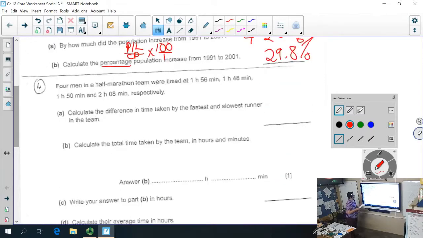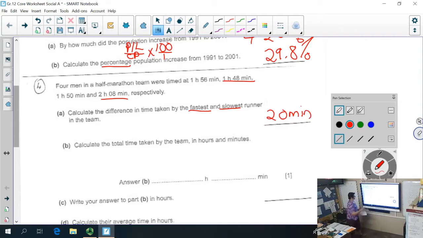Right, question 4. 4 men in a half marathon team were timed. There's all their times respectively. Calculate the difference in time taken by the fastest and the slowest runner in the team. So which one was the slowest one? Obviously this one, isn't it? And the fastest one? That one is the fastest one. So if we subtract the two, the time, remember there's only 60 minutes in an hour. If we subtract it, the difference is 20 minutes between the two there.